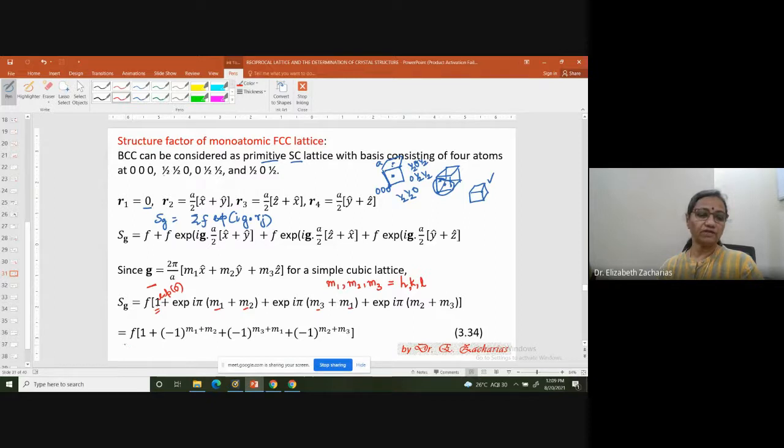So you get f into 1 plus minus 1 to the power of m1 plus m2, minus 1 to the power of m3 plus m1, plus minus 1 to the power of m2 plus m3. Definitely expect questions from this. Okay, next. You have to now see what are the conditions when Sg, structure factor, will be 0. What are the conditions when they will be non-zero?